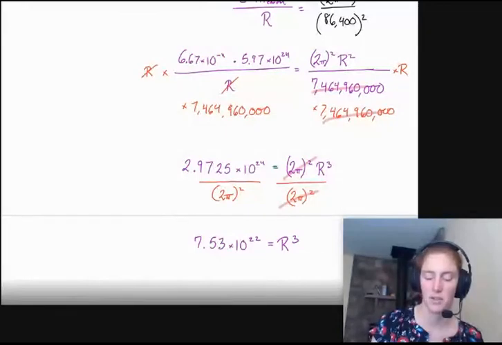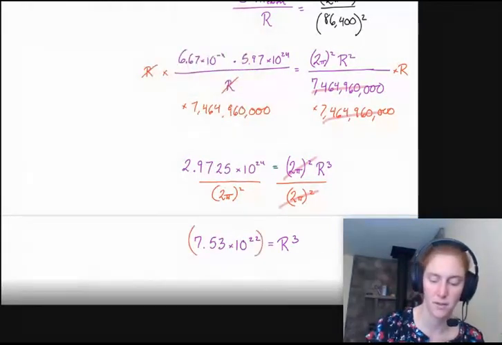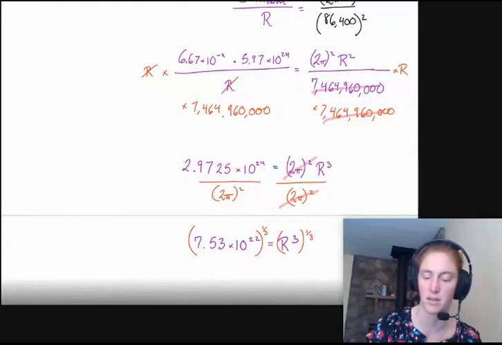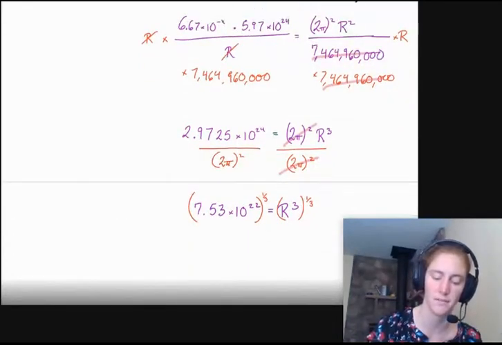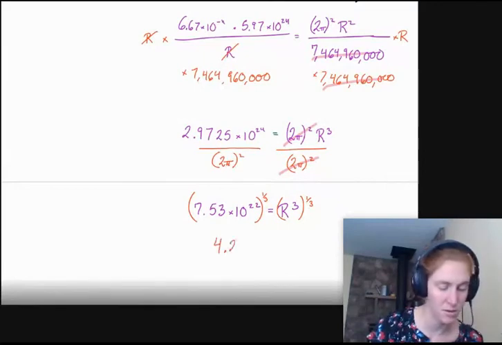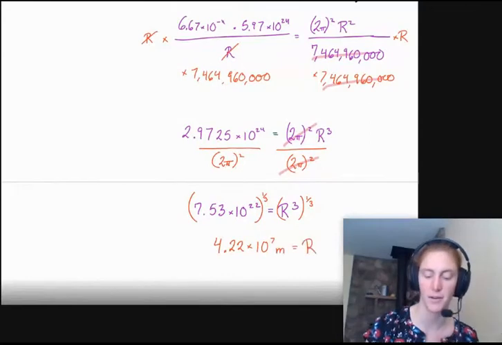So then to do the opposite of cubed, I need to put everything to the 1/3, because if you remember, your exponents multiply. So if I want 3 times something to equal 1, I need to do 1/3. So I do the cube root of this. And I get 4.22 times 10 to the 7 meters is equal to r.